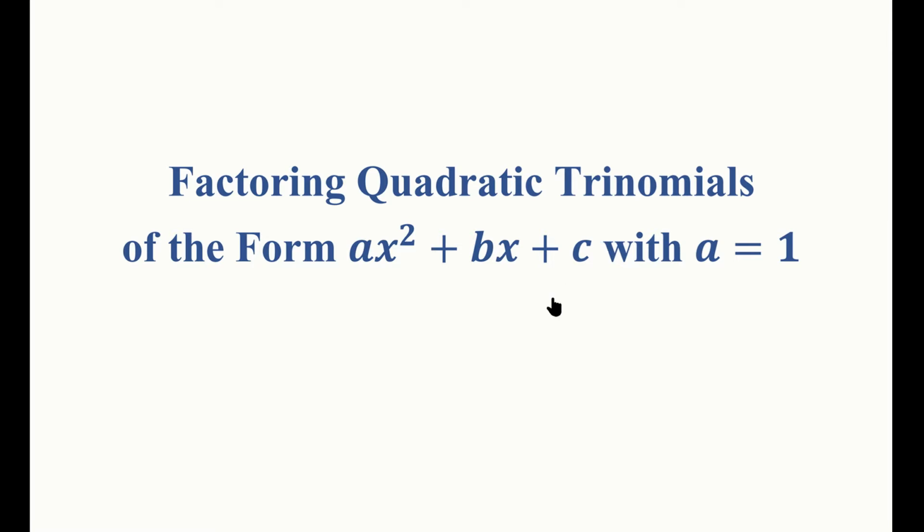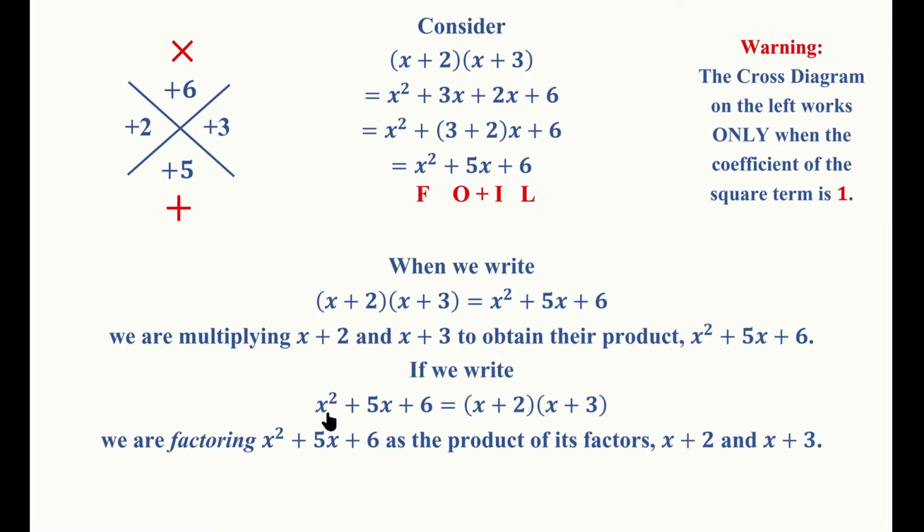Now, we're going to start out in this video with the simplest case of these, where the lead coefficient, a, is 1. The coefficient of the highest degree term is called the lead coefficient. Remember that factoring is the process of writing an expression such as this one down here, x squared plus 5x plus 6, as a product of two other factors.